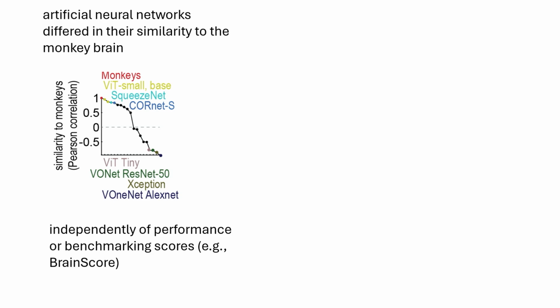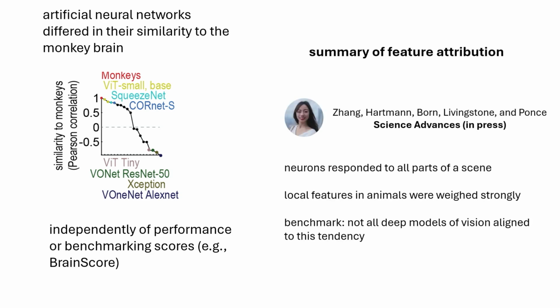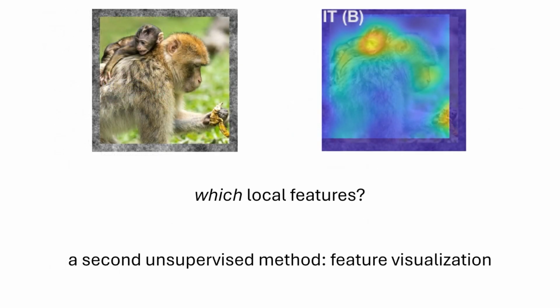So to us, this provides an interesting benchmark. If we are going to come up with some kind of model of the visual system, it should have some of these properties that we also see in the brain. Now, I mentioned that this unsupervised method allows us to find some of the local features that matter to different areas of the brain.